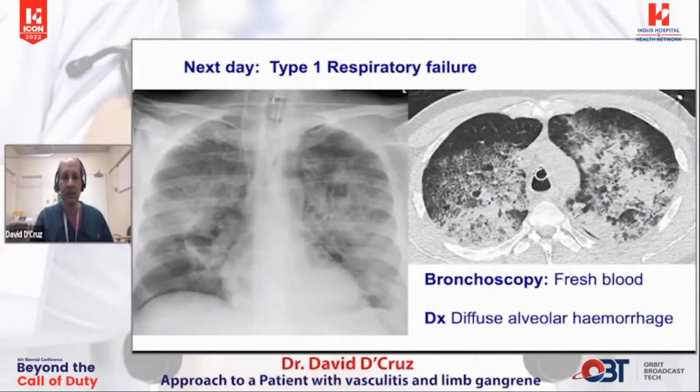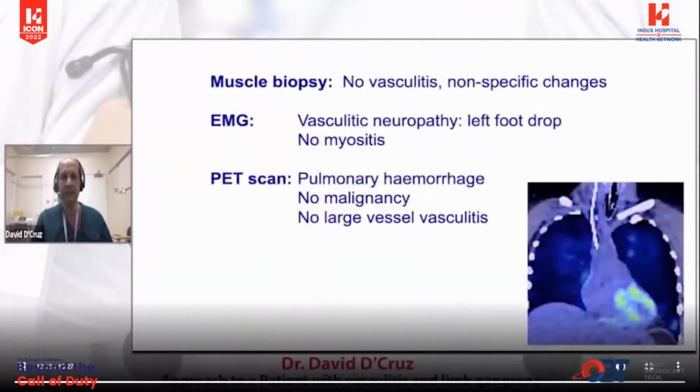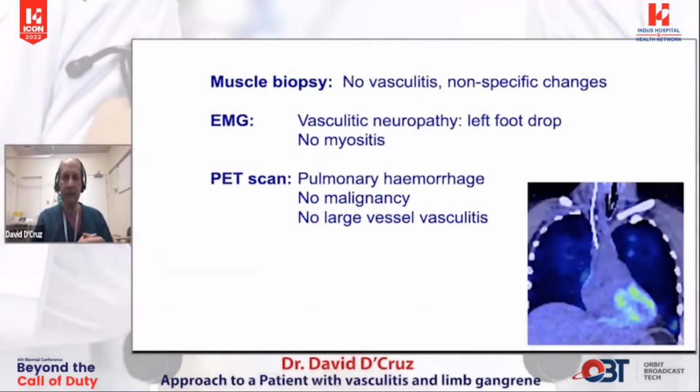The next day, things got worse. He developed extensive type 1 respiratory failure and bleeding and hemoptysis. A bronchoscopy showed fresh blood, and the CT imaging showed typical changes of diffuse alveolar hemorrhage. So he had clearly almost a microscopic polyangiitis type picture, even though his ANCA was negative. He recovered with some treatment, which I'll explain in a minute, but further investigations did not show any vasculitis on his muscle biopsy. He clearly had a vasculitic neuropathy with a left foot drop, and the PET scan, as you can see here, showed pulmonary hemorrhage, but there's no malignancy and there was no large vessel vasculitis.